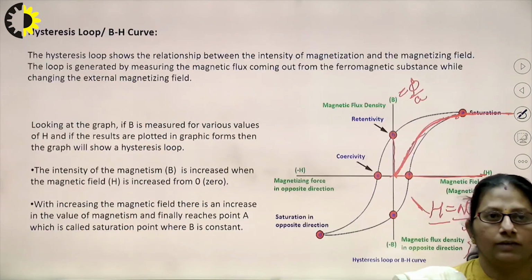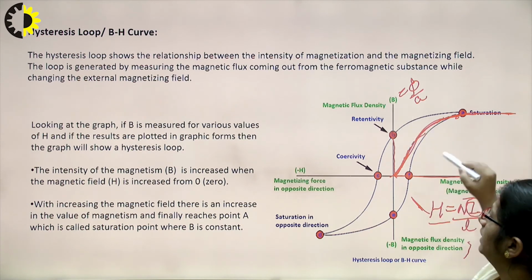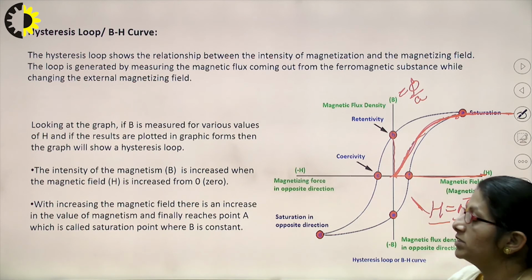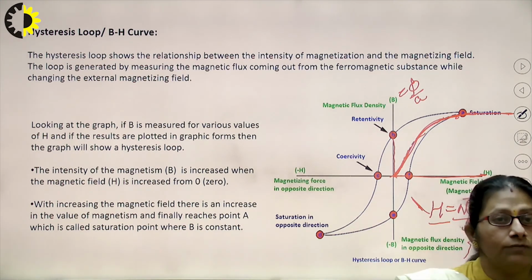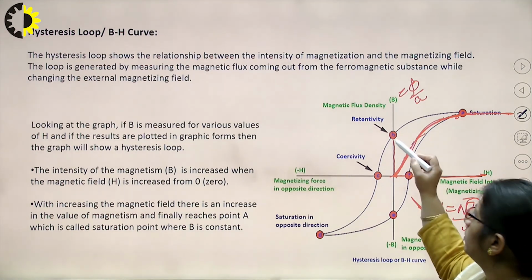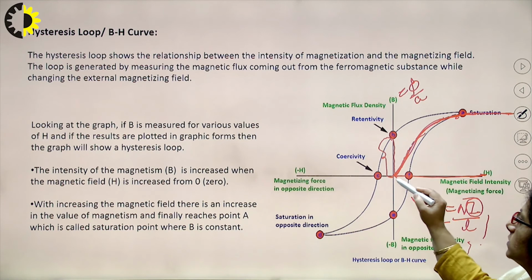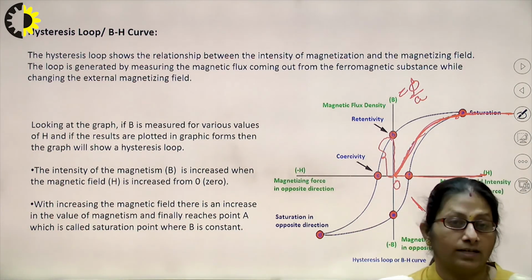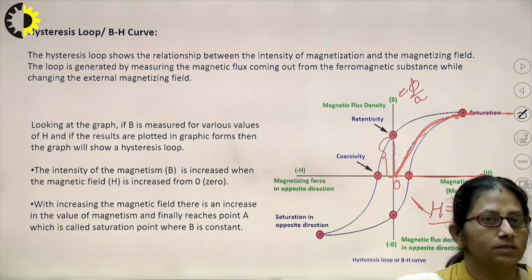If you look at the graph, this is point B. At this point it can be seen that my H is 0, or I must say the current is 0. There is no magnetic field being applied. Even then the material is remaining with this much, if this is O, I am remaining with OB amount of magnetic flux density, which we call residual magnetism.